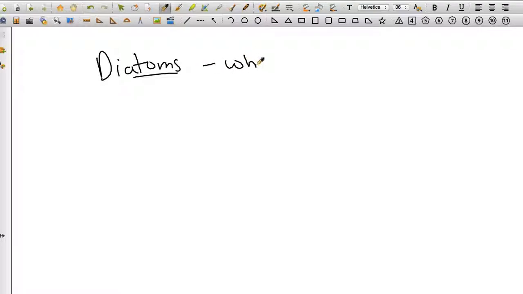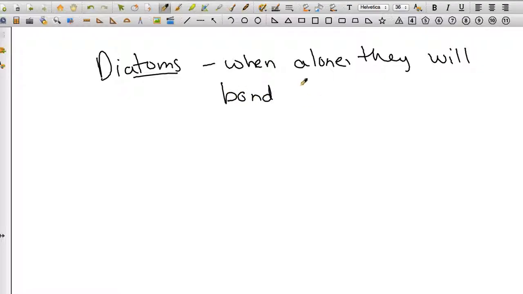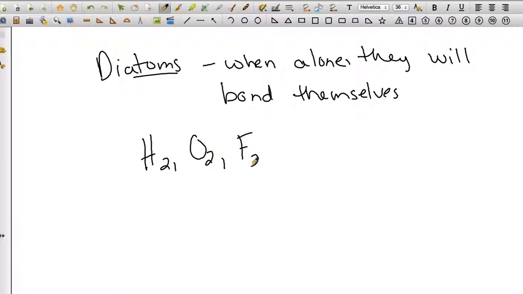So when alone, they will bond with themselves. And this comes down to something that you'll learn in chemistry called electronegativity and how they want to be full and how they want to be bonded. So the following substances are diatoms. Hydrogen, you've got oxygen, you have fluorine, chlorine, bromine, iodine.